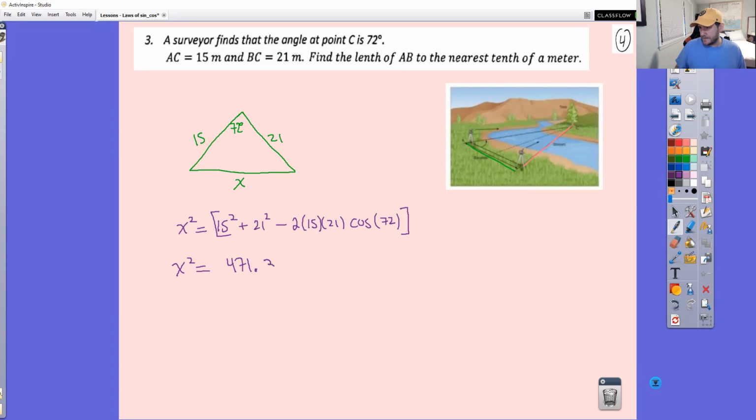So I get 471.319, but again, it's 3192935. So blah, blah, blah, this goes on and on. Take the square root. So again, I'm going to just raise this thing to the power of 0.5. That's my square root in trig. I'm getting 21.710.